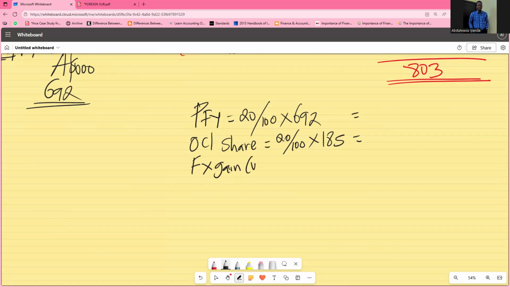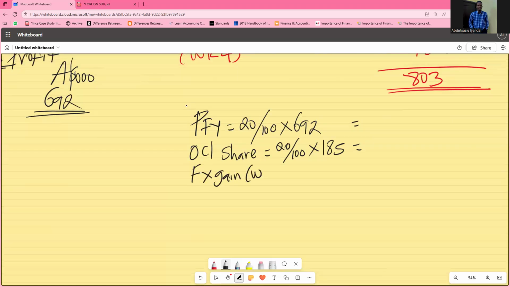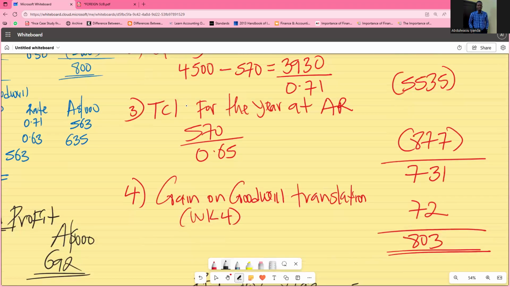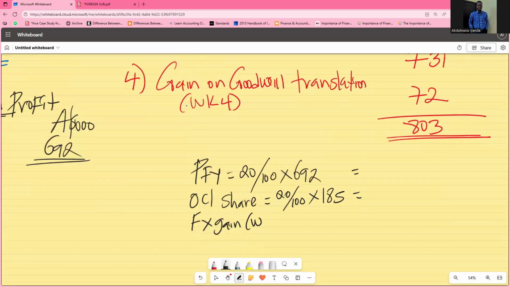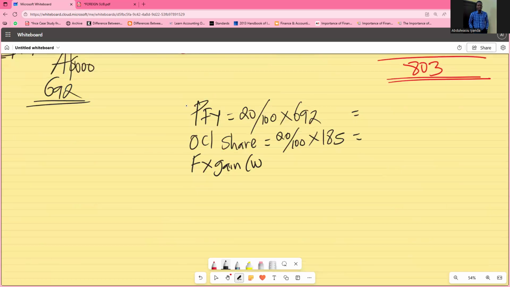That is the working what? This one that you're looking at. That is working 5. So in working 5, there's also a gain, which is they're also going to take what? 20 divided by 100 multiplied by that 803.